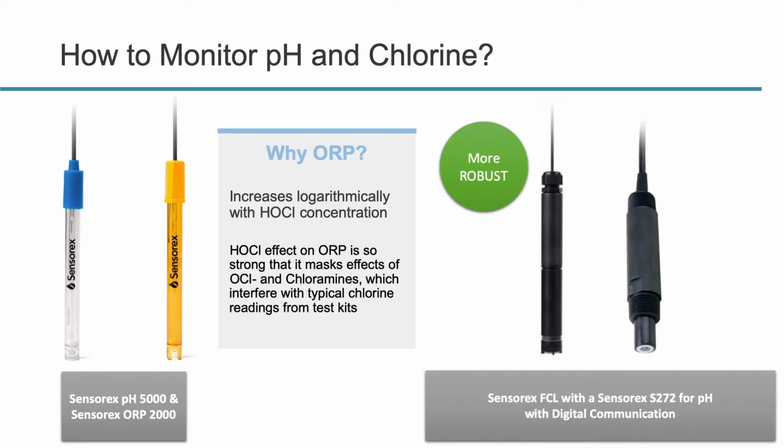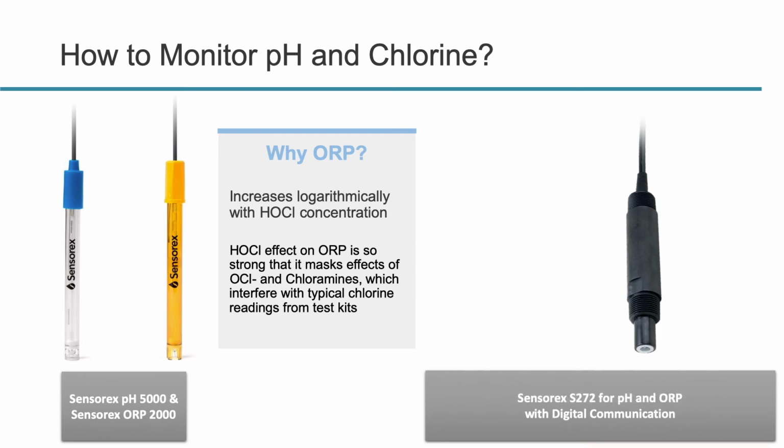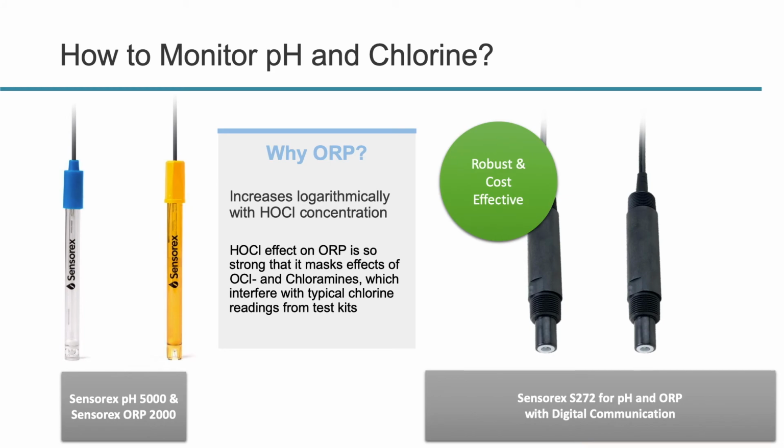You could also purchase a free chlorine sensor and an accompanying pH sensor. SensorX has smart sensors where electronics are embedded in the sensor that can interpret raw readings and convert them into digital signals that can be displayed on a PLC. This is a much more robust solution. If you're looking for a more cost-effective solution, you can opt for a more robust ORP sensor with digital communication and get all the features and benefits that come along with it.